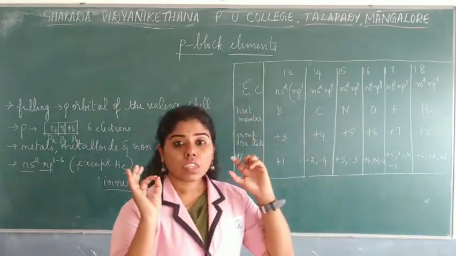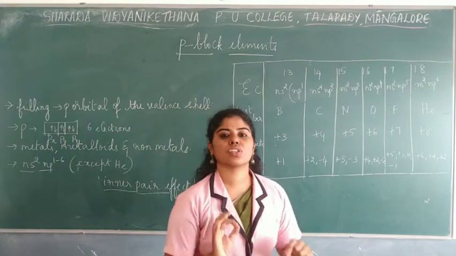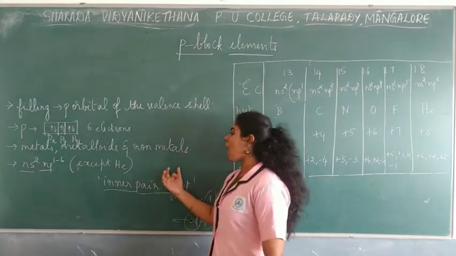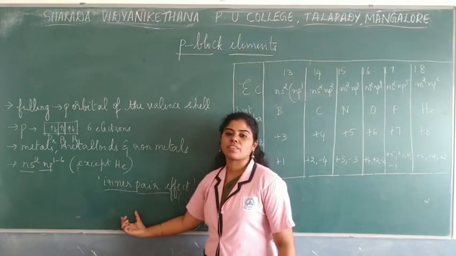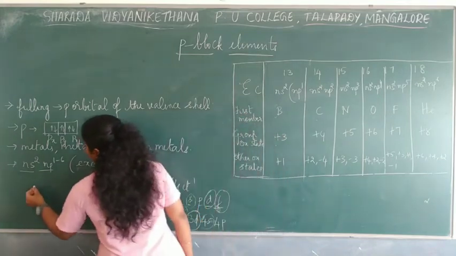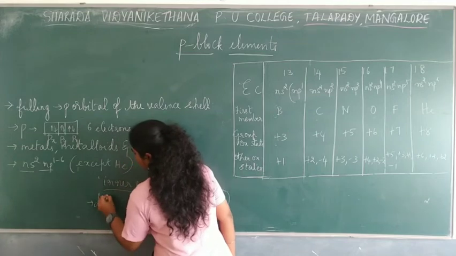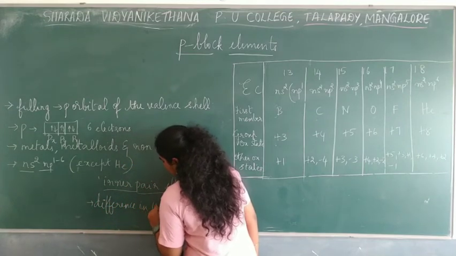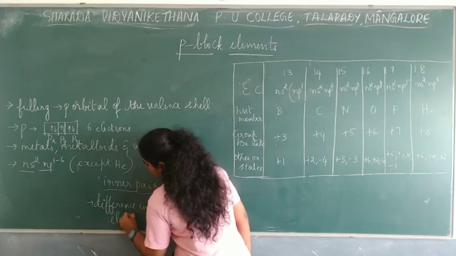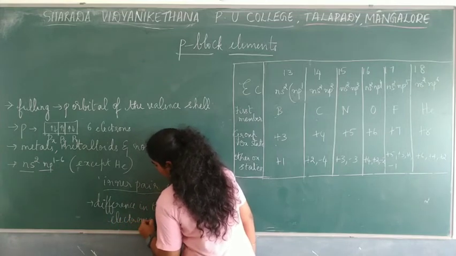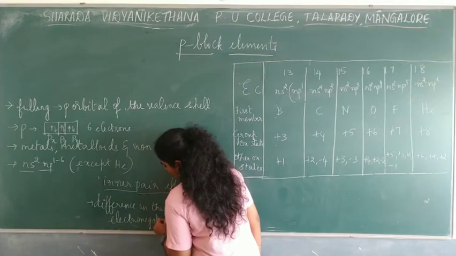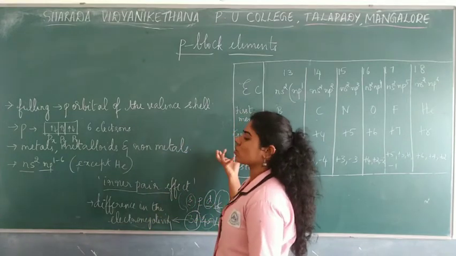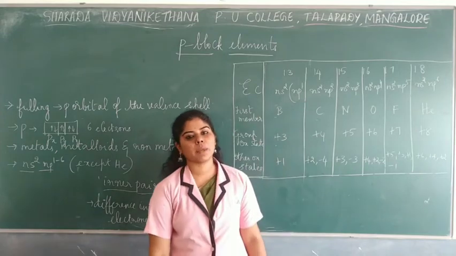So mainly the variable oxidation states of the p block elements when you go down the group are usually due to the inert pair effect, and also the difference in the electronegativities. Difference in the electronegative values, electronegativities. Okay, so this is regarding the variable oxidation states which are shown by the p block elements.